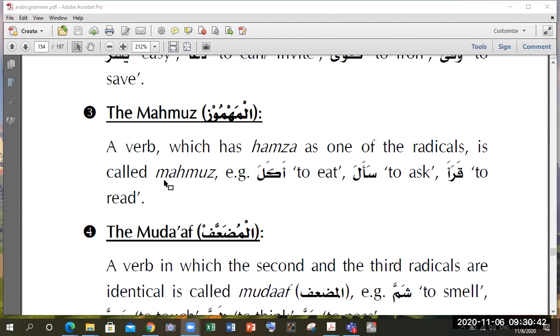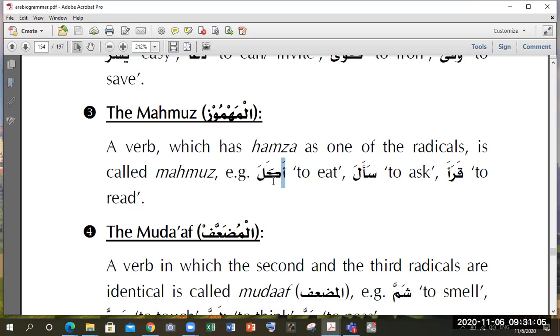The next is mahmuz. What does mahmuz mean? A verb which has hamza as one of the radicals is called mahmuz. Right? Akala, he ate. What type of verb is this? Mahmuz, because of the hamza.